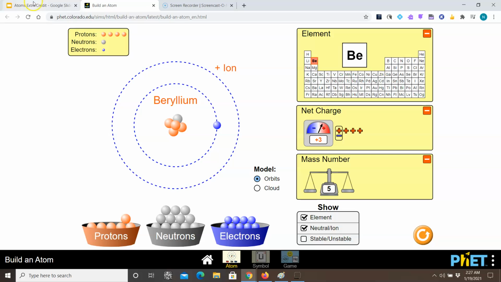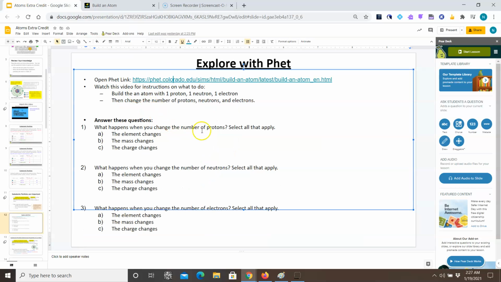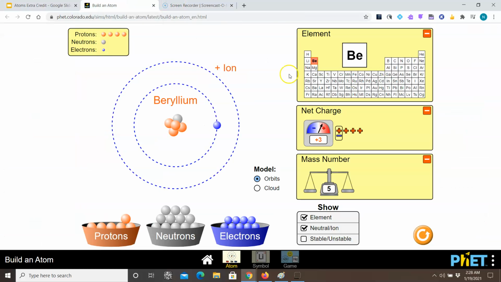Okay, and so when you go back here, what happens when you change the number of protons? Whatever changes, you can, on a separate piece of paper, write what has changed. Was it the element, mass number, or the charge? And it could be more than one, so you can select all that apply. Let's go ahead and reset it. We're just going to remove the 3 extra protons.